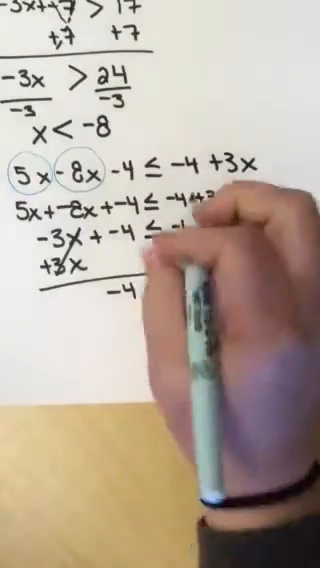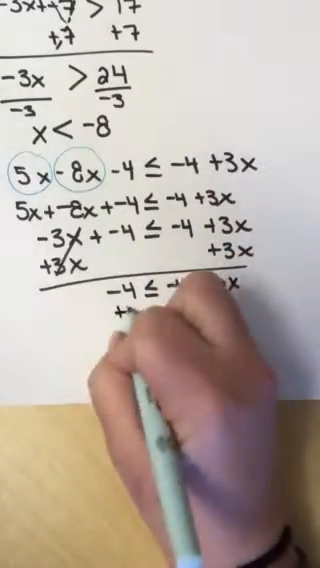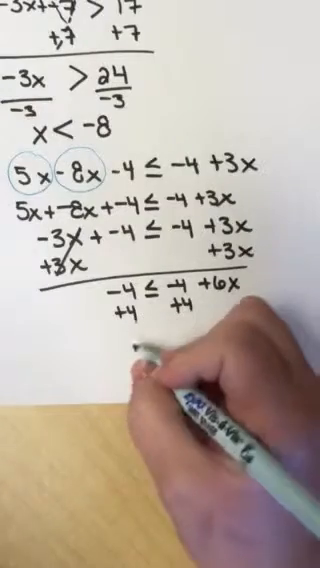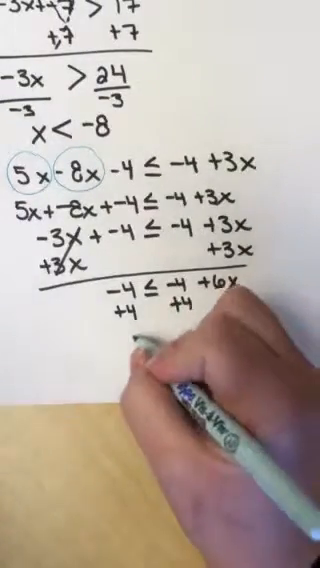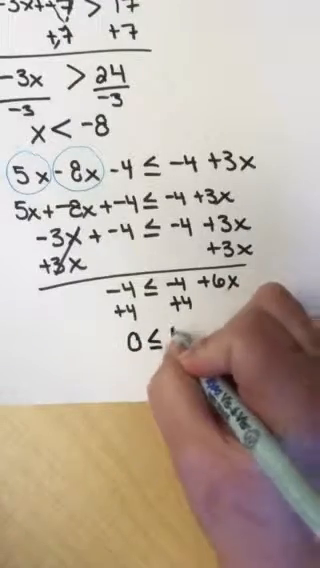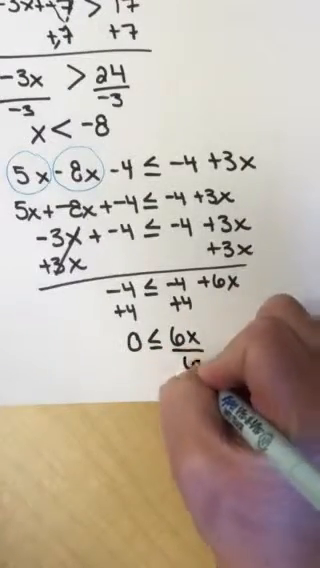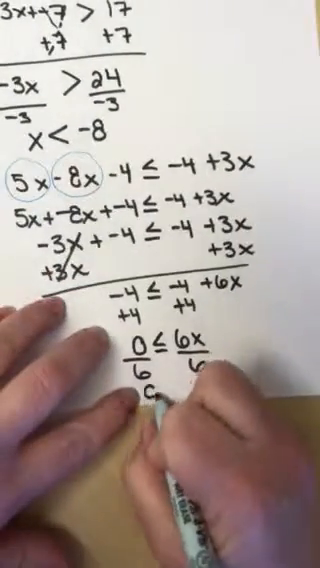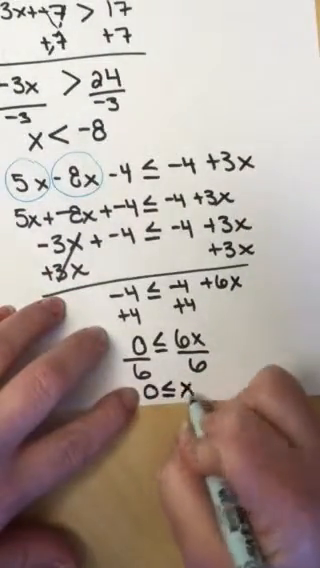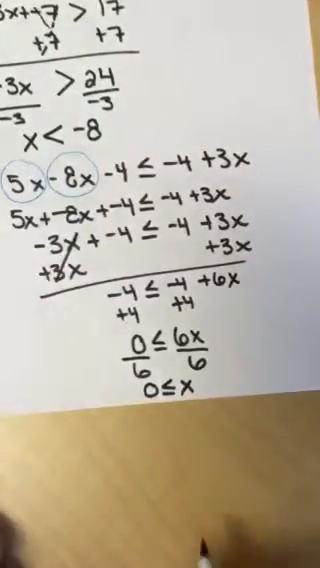And then I'm going to add this 4 to the other side, so plus 4, plus 4. Negative 4 plus 4, I added it because to undo a negative you have to add. 0 is less than or equal to 6x. Then you're going to divide by 6. 0 divided by 6 is just 0. So 0 is less than or equal to x, or x is bigger than or equal to 0.